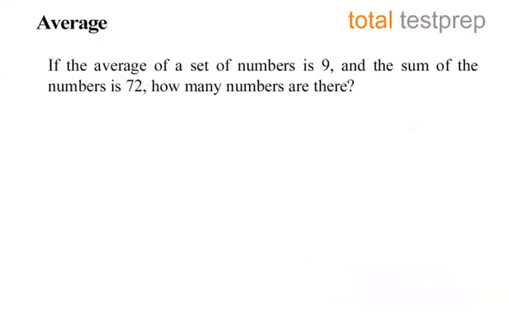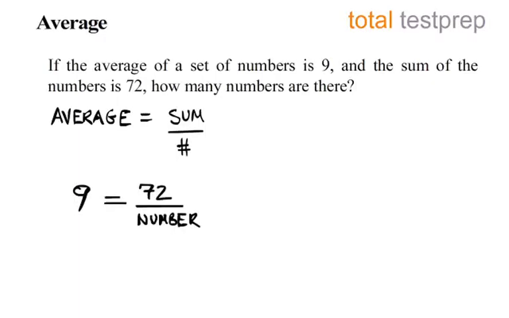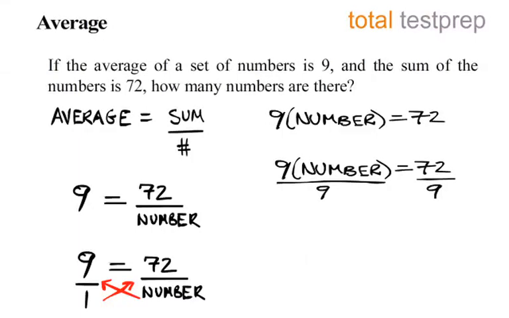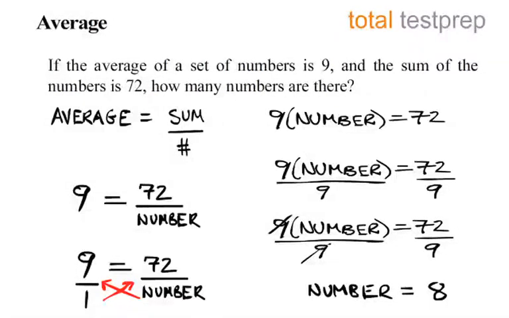If the average of a set of numbers is 9 and the sum of the numbers is 72, how many numbers are there? Once again, the formula is average is equal to sum divided by number. We know that the average is 9, we know that the sum of the numbers is 72. What we don't know is the number of numbers. We can cross multiply, pretending that number is just a variable here, and we get 9 times the number is equal to 72. We divide both sides by 9, the 9's cancel out, and we're left that the number is 8. So it turns out that there are 8 numbers if the average of a set of numbers is 9 and the sum of those numbers is 72.